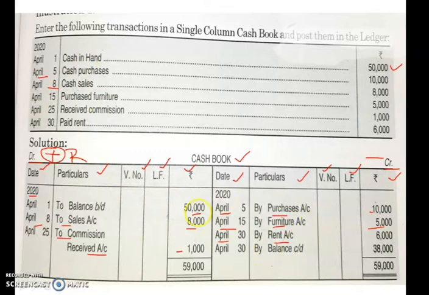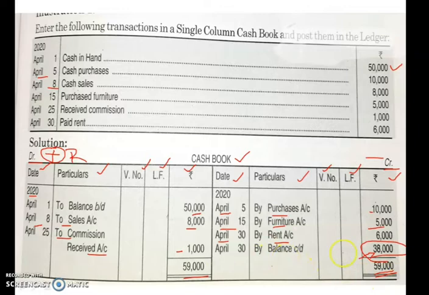Then what next? You have to close this account. Make the total of your debit side separately and the total of your credit side separately. Which side is more? You will get your debit side more. Your debit side is 59,000, but your credit side is short by 38,000. So that 38,000 you will write here. So your total is now 59,000. Both sides should show the same larger amount.